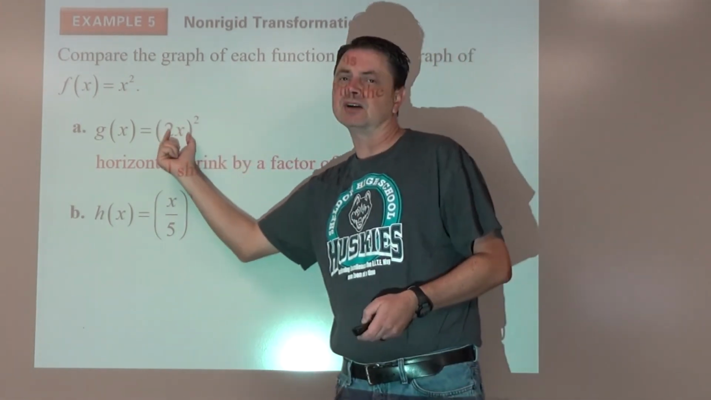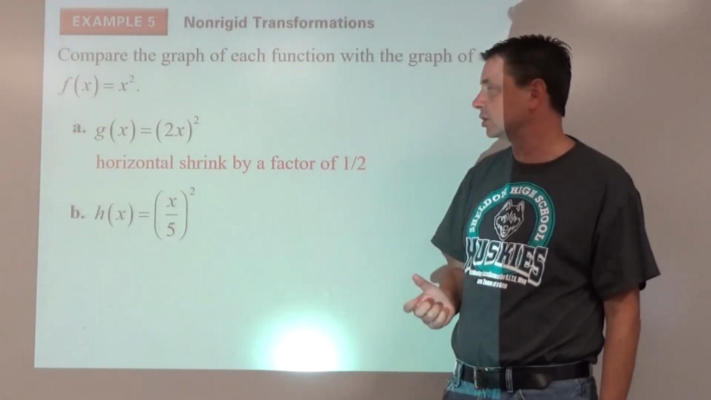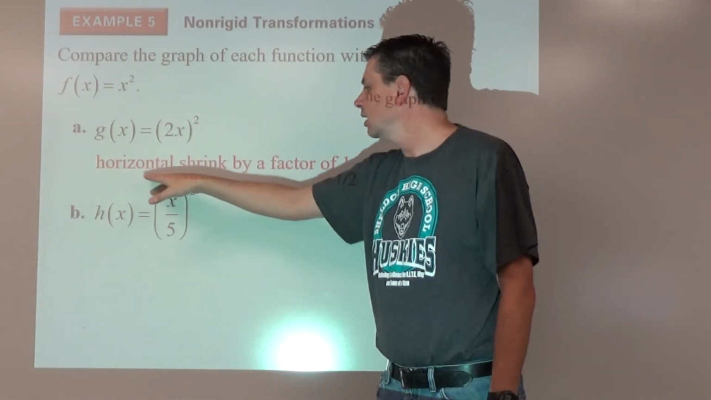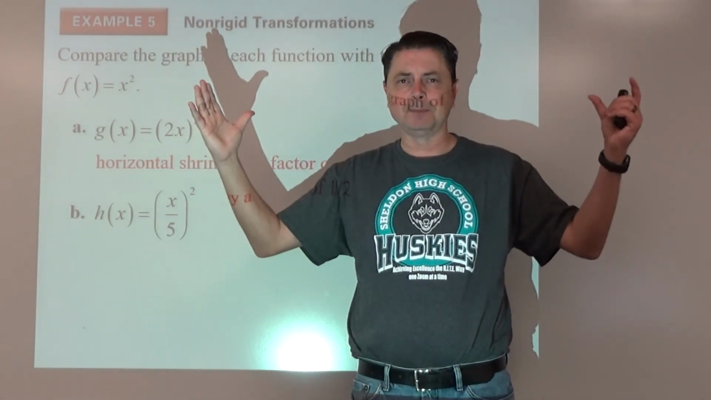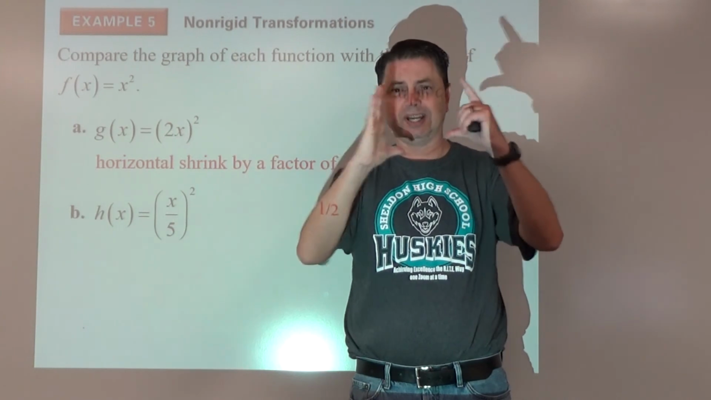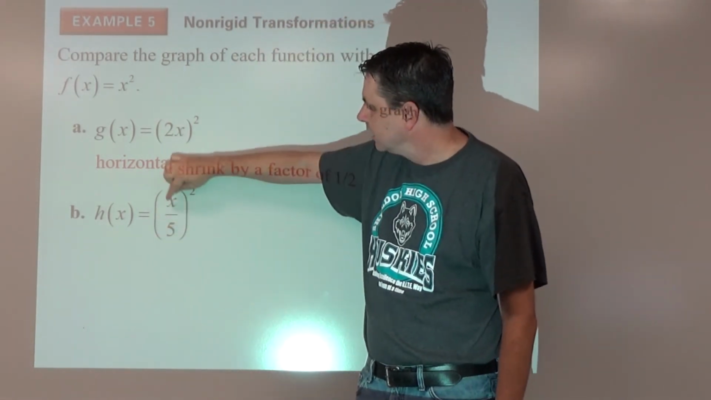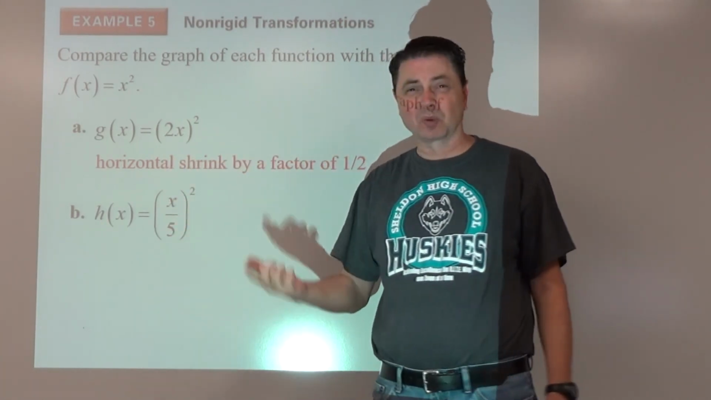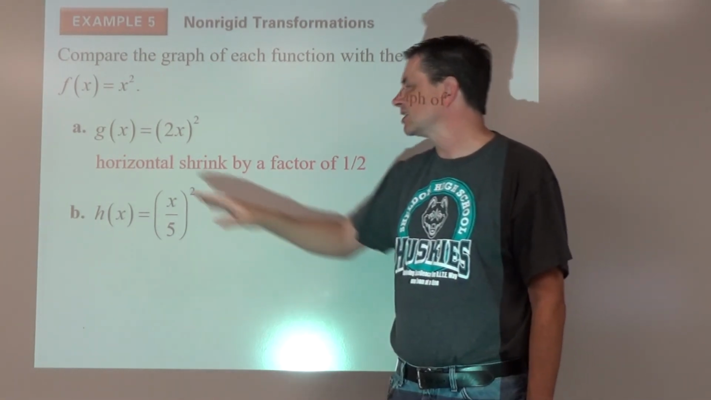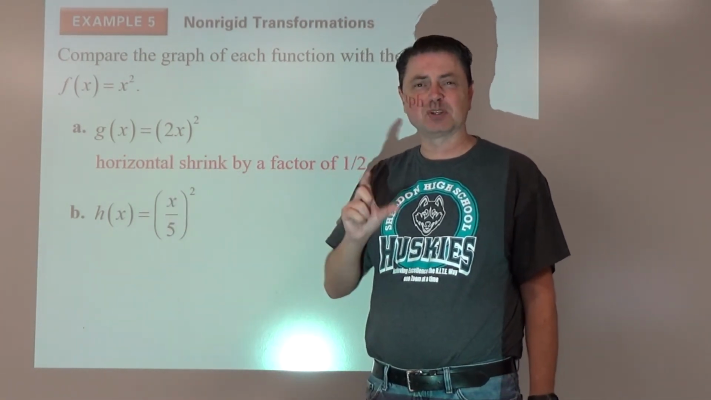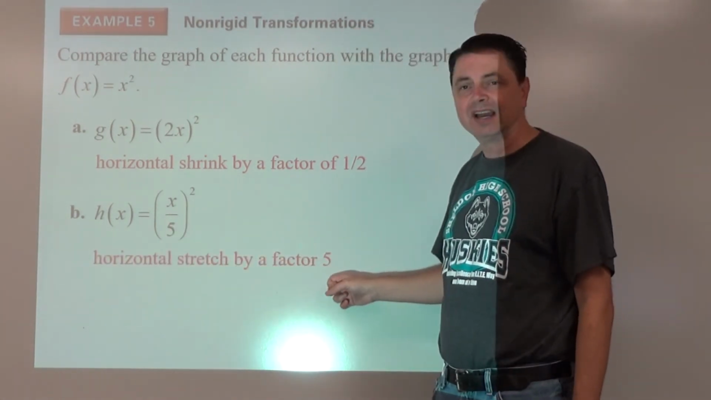We don't see this very often until we get to trig functions and graphing trigonometric functions. It will make more sense there. But that is a horizontal shrink by a factor of 1/2. So we're going to take our parabola, essentially, and shrink it towards the middle. And then here, same thing, we're dividing by 5, which means we're multiplying by 1/5 inside the function. So that's going to be, again, a horizontal change. But since that's between 0 and 1, and kind of think opposite here, that's going to be a horizontal stretch by that factor of 5.